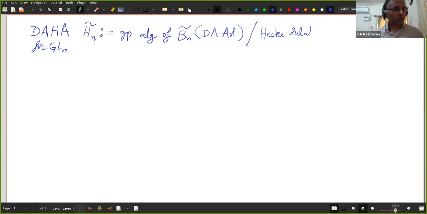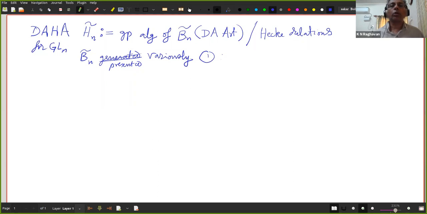Okay, and I'm a little vague about the coefficient ring here. We will later on have occasion to play with what the coefficients are. So recall that Hn tilde is generated, or even presented, variously. We had three presentations at least. One was, the original thing, with T1 through Tn minus 1, S naught, Q, G, and G check. Okay, that was one set, so there was this S naught and T1 through Tn minus 1 like this.